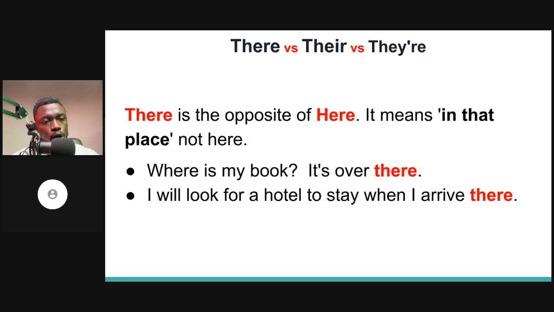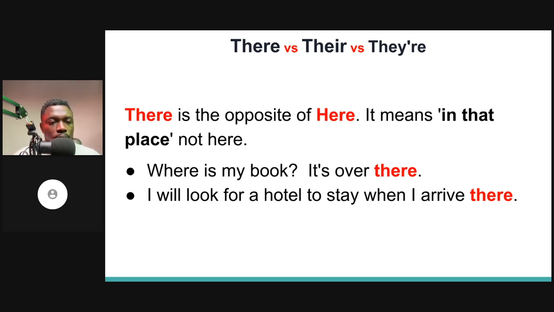Let's say over there, or over here. Okay? There is the opposite of here. It means in that place. Put it over there. Not here, but over there. So there is the opposite of here.